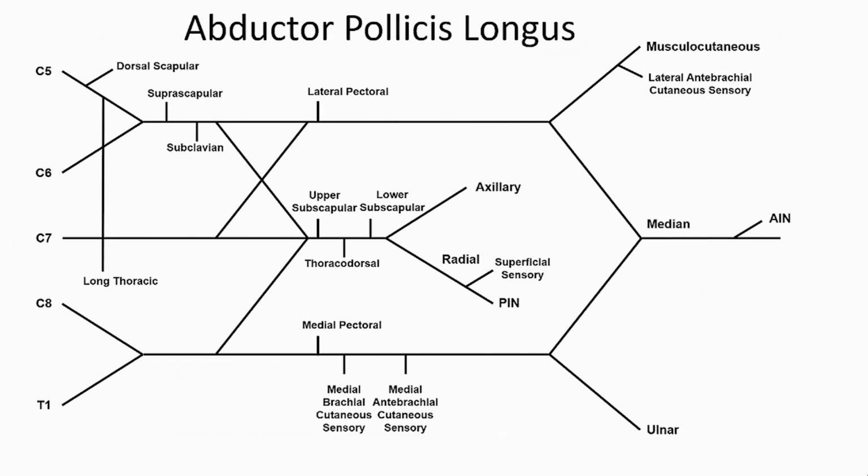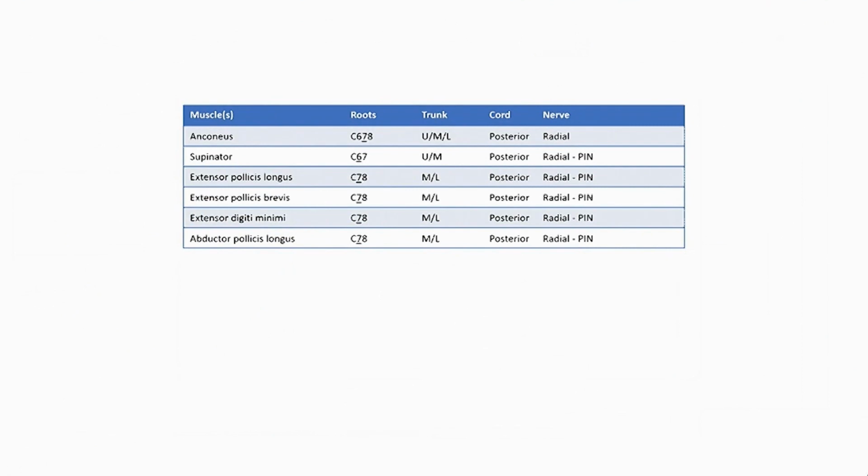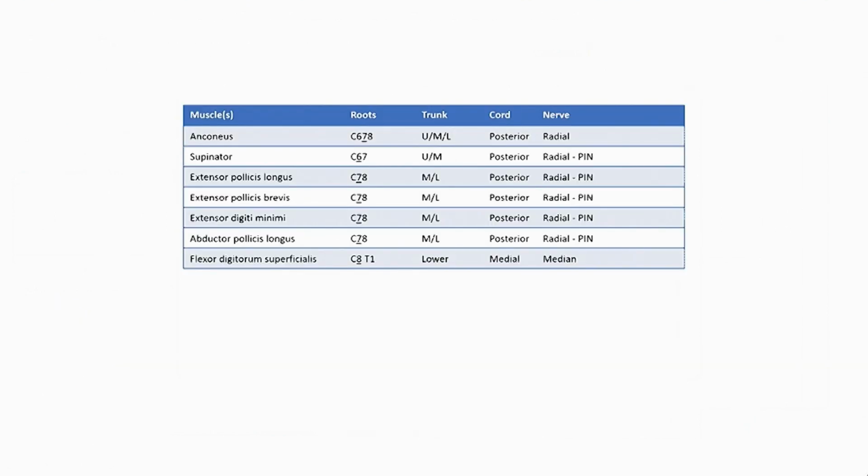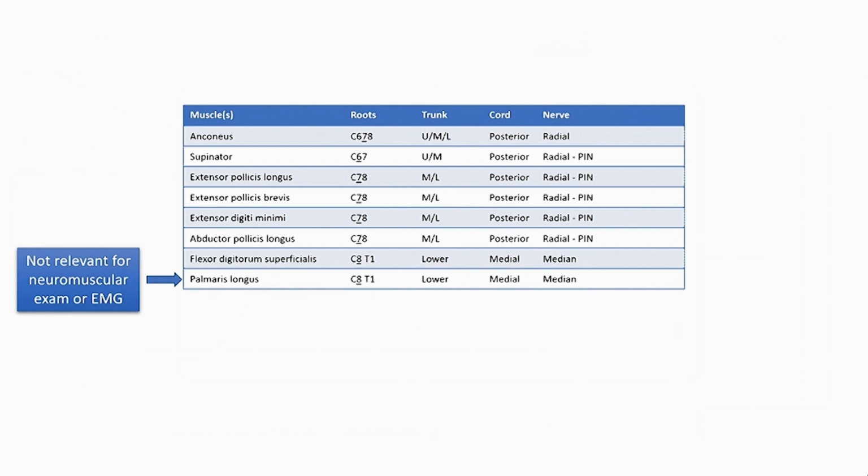The abductor pollicis longus, C7 and 8 nerve roots, middle and lower trunk, posterior cord, radial nerve, posterior interosseous nerve branch, primarily a C7 muscle. Flexor digitorum superficialis, C8 and T1, lower trunk, medial cord, median nerve. Flexor digitorum superficialis is primarily a C8 muscle.